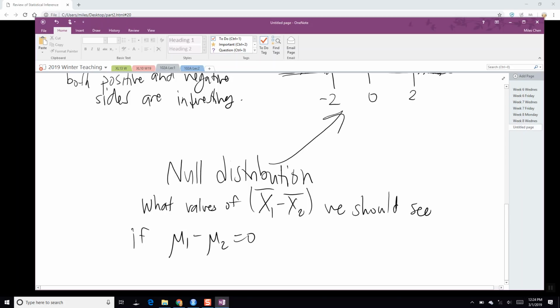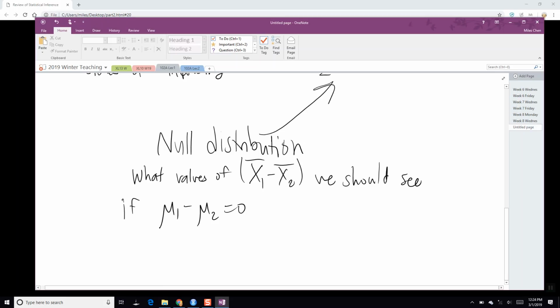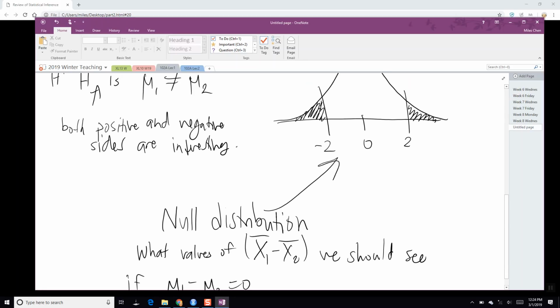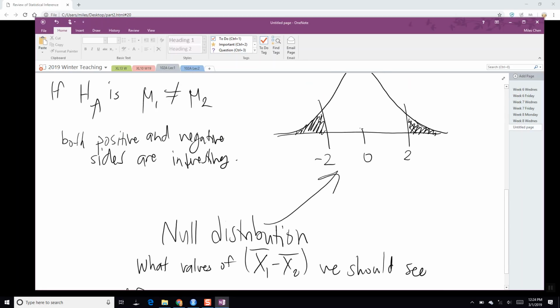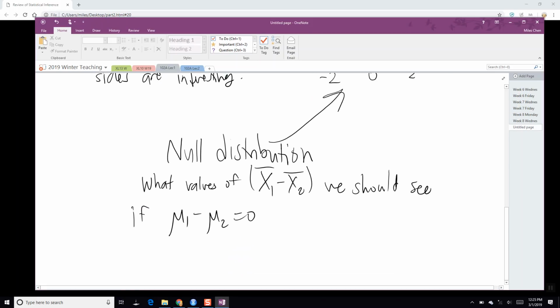Meaning if mu1 is equal to mu2, we should see x bar 1 minus x bar 2 centered around 0, but of course because of random chance they might be more or less. So this is our null distribution, and the p-value is the probability of ending up in these extreme zones under the null distribution.